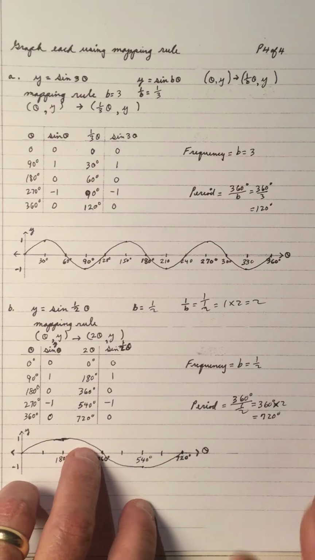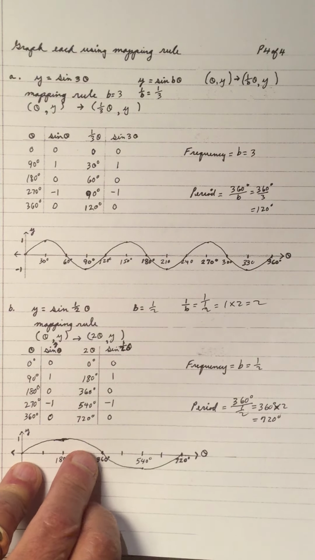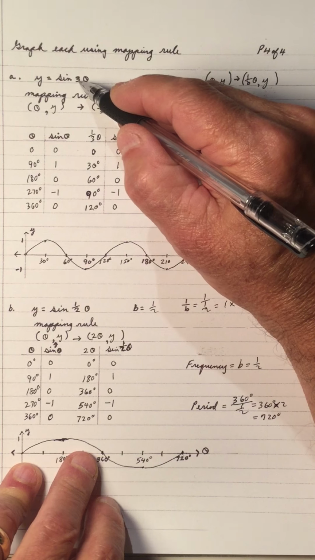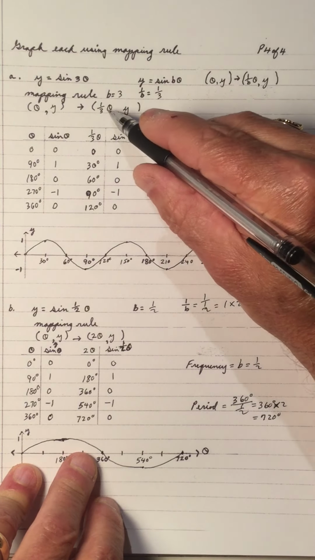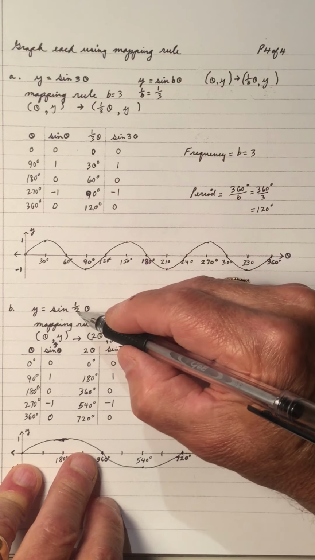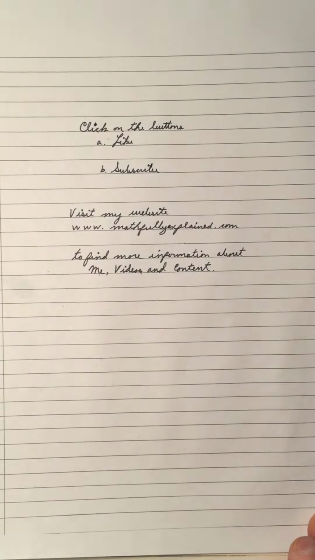So that's explaining what we call the horizontal stretch. So again, you're getting a reciprocal off the B, so 1/3 goes in your mapping rule. 1/3 times. This is a half, so it's doubling.